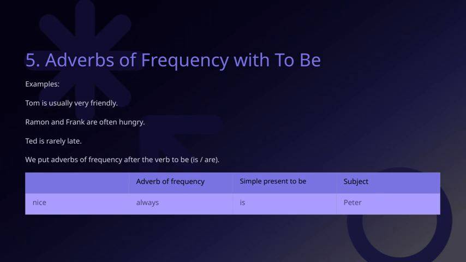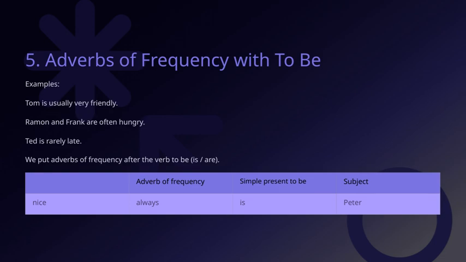On the table, you'll see more examples, like Peter is always nice, highlighting how adverbs of frequency fit neatly after the verb to be. Remember, this is a key point because it keeps your sentences accurate and easy to understand when describing habits or characteristics. So, whenever you're talking about how often someone is something, just remember to put the adverb right after the verb to be.